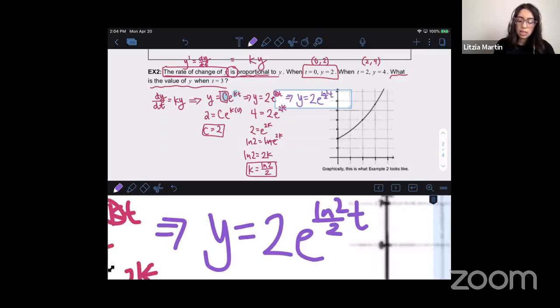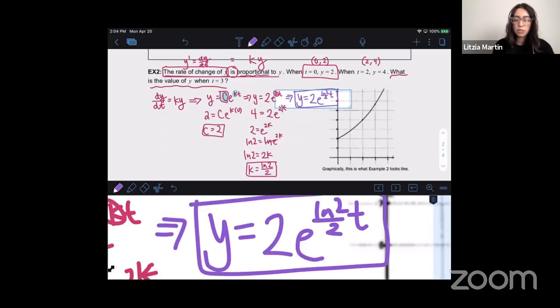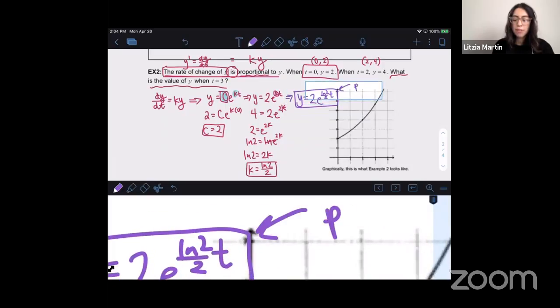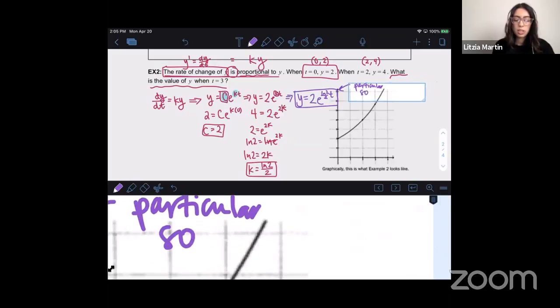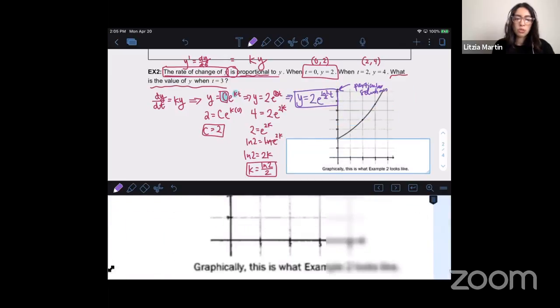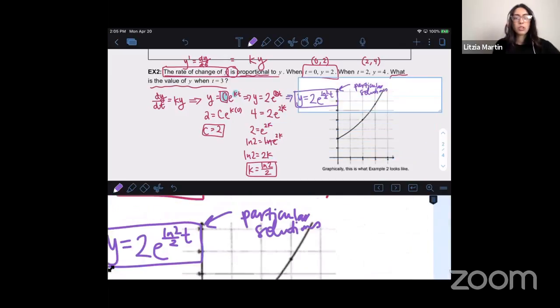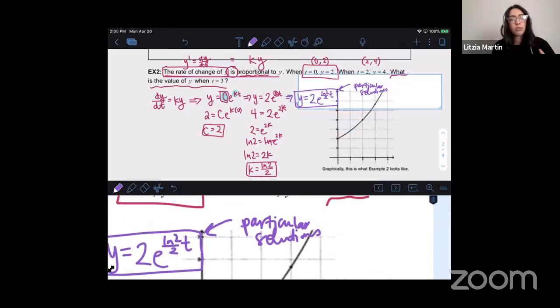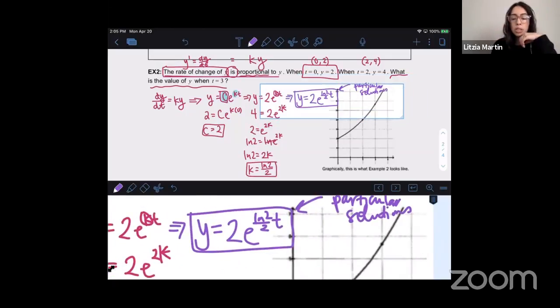So this is what we call the particular solution, because now we have the c and k values to give us an equation, which is actually what you see graphed right here. That's the y value. You can see 2 times e to the ln 2 over 2 times t gives you an exponential growth, because k equal to ln 2 over 2 is a positive value. So it's a growth function. There's our particular solution.